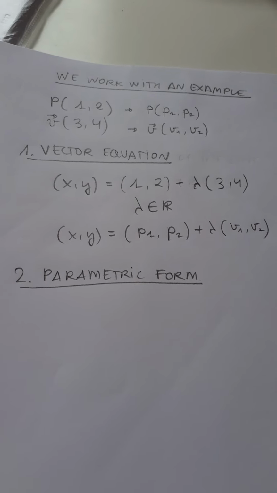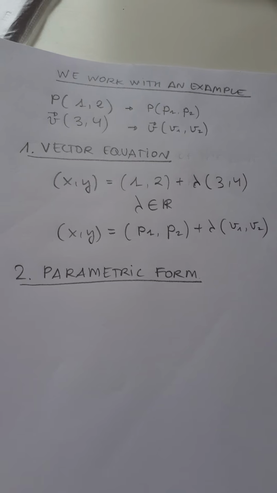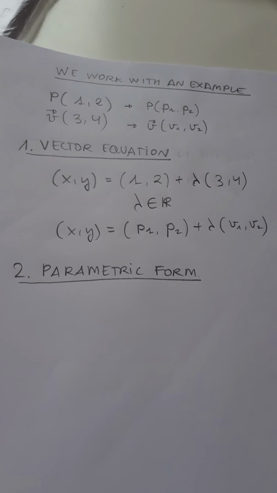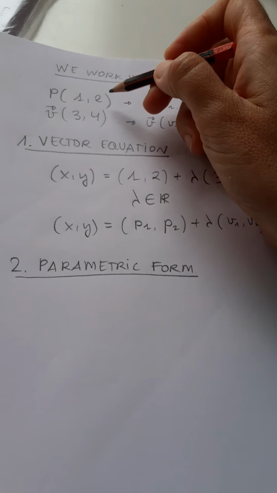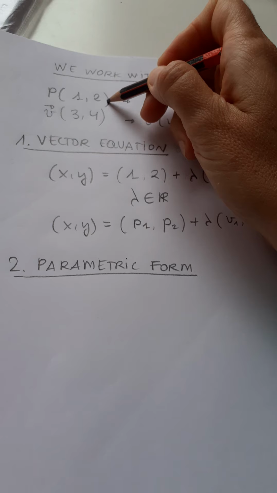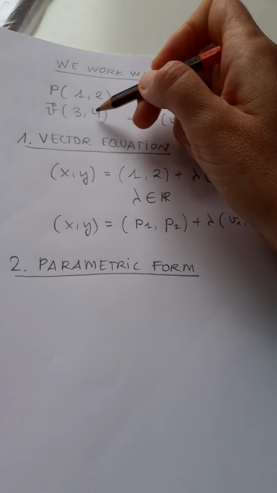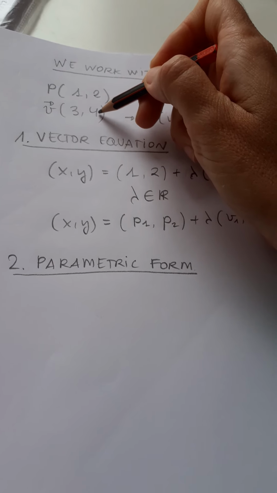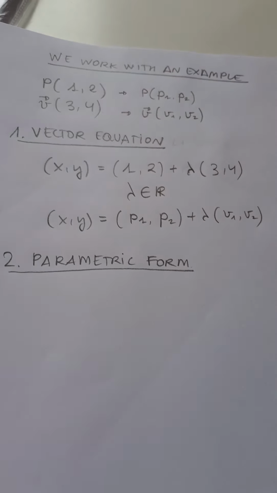Hello again. Now what we are going to do is, with an example, calculate all the equations for a line, okay? So let's imagine that we want to calculate the line that passes through this point, 1, 2, and its directional vector is 3, 4, all right? I used different numbers so we can identify the point and the vector anytime, okay?